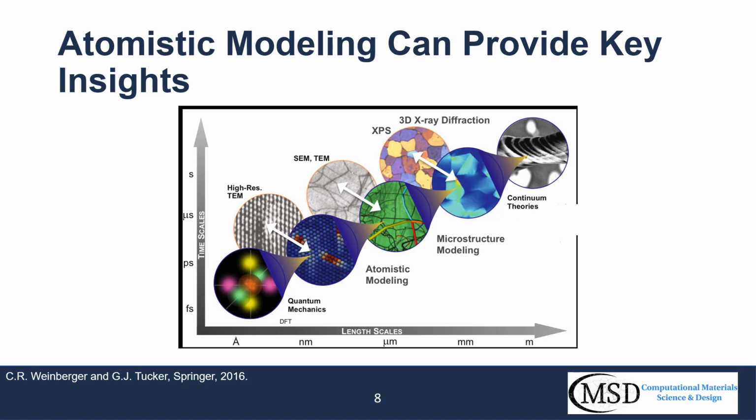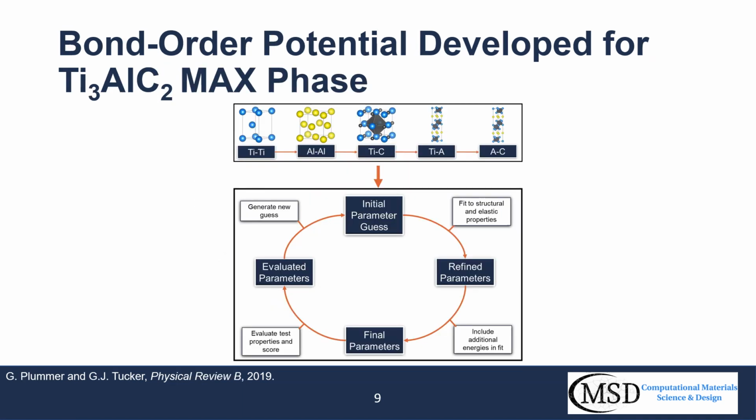So this is the simulation method that we are working with. Atomistic models require something called an interatomic potential. This is just a way to describe the forces on all the atoms, and up until now, there haven't been any available interatomic potentials for MAX phases. We resolved this recently by developing what's called a bond order potential for a titanium aluminum carbide MAX phase.